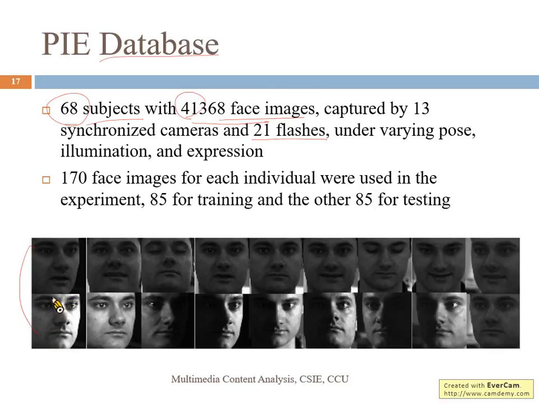They have significant illumination change and pose variation. There are 170 face images for each individual, and these are used in the experiment. 85 of them are for training, and the other 85 are for testing.